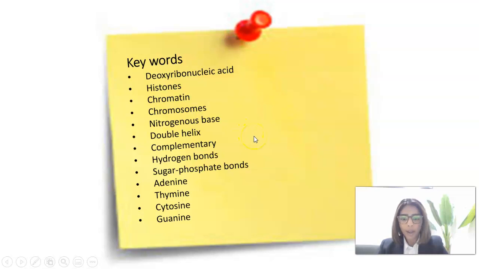We will then talk about the type of bonding that occurs in DNA, which are hydrogen bonds and sugar phosphate bonds, also known as a covalent bond. And then we'll look at the 4 types of base in DNA, which are adenine, thymine, cytosine, and guanine.